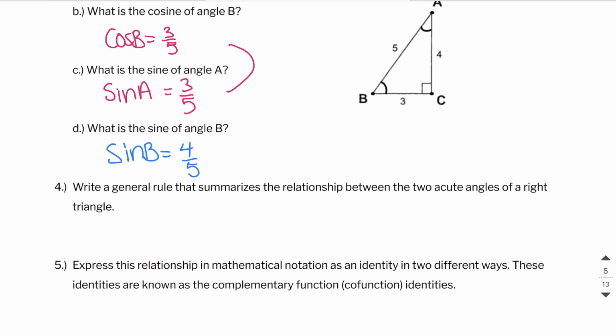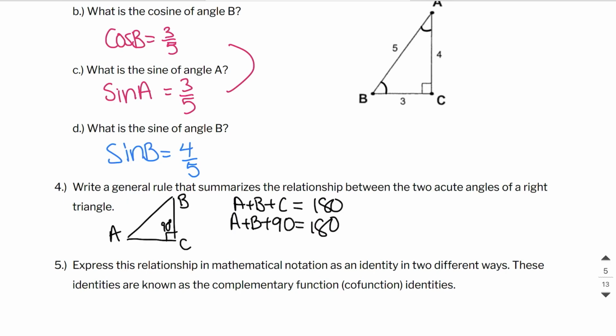But then it asks me here to write a general rule that summarizes the relationship between two acute angles of a right triangle. So in any right triangle right here, regardless of what the angles are, we always know that A plus B plus C would equal 180 because the angles in a triangle always equal 180. But we also know that C is 90. So this would be A plus B plus 90 equals 180. So that means that A plus B would always equal 90. Well, what does that mean? That tells us that A is 90 minus B, and that B is 90 degrees minus A.